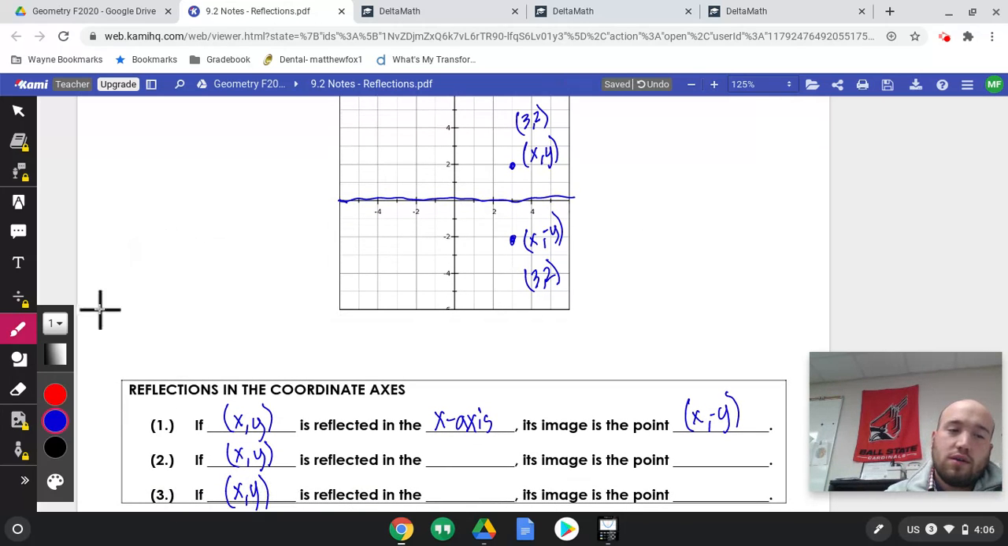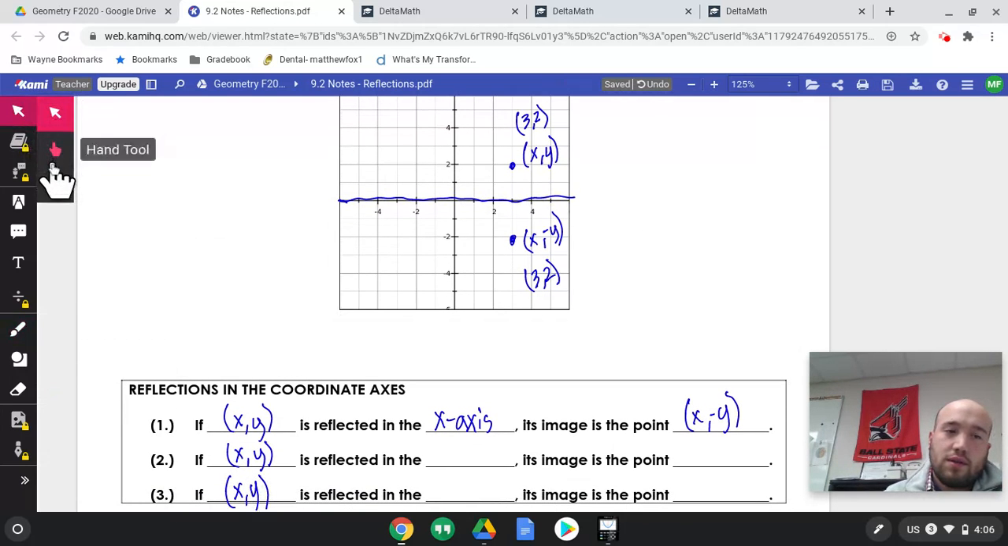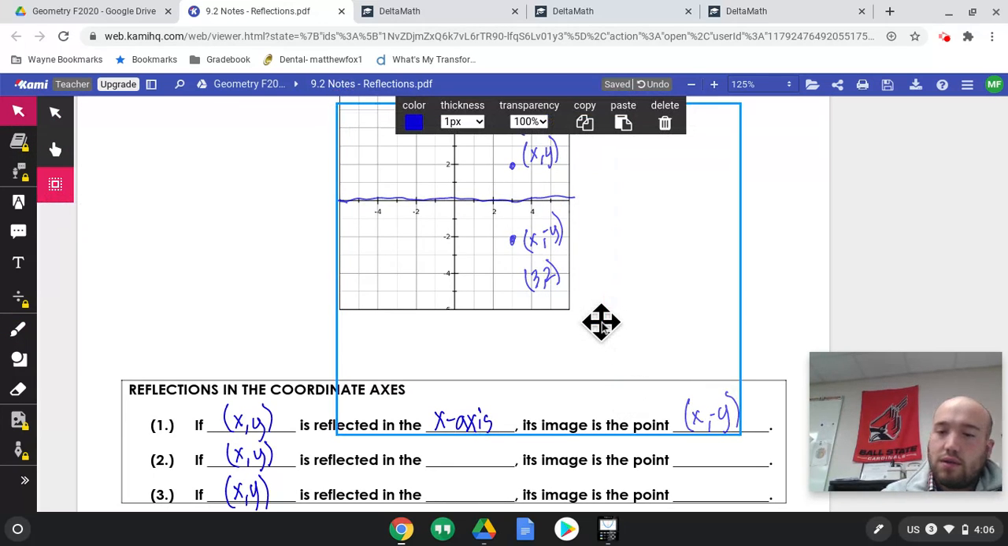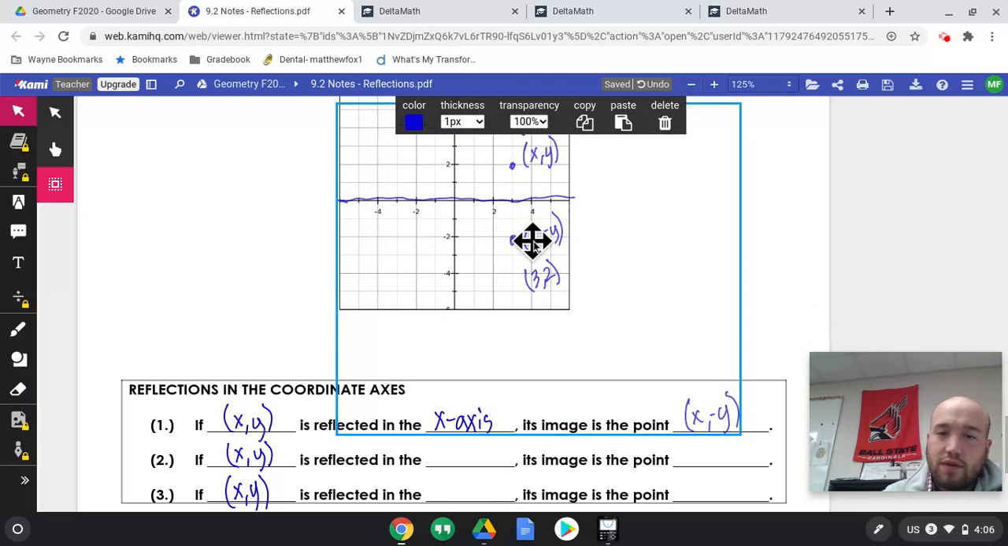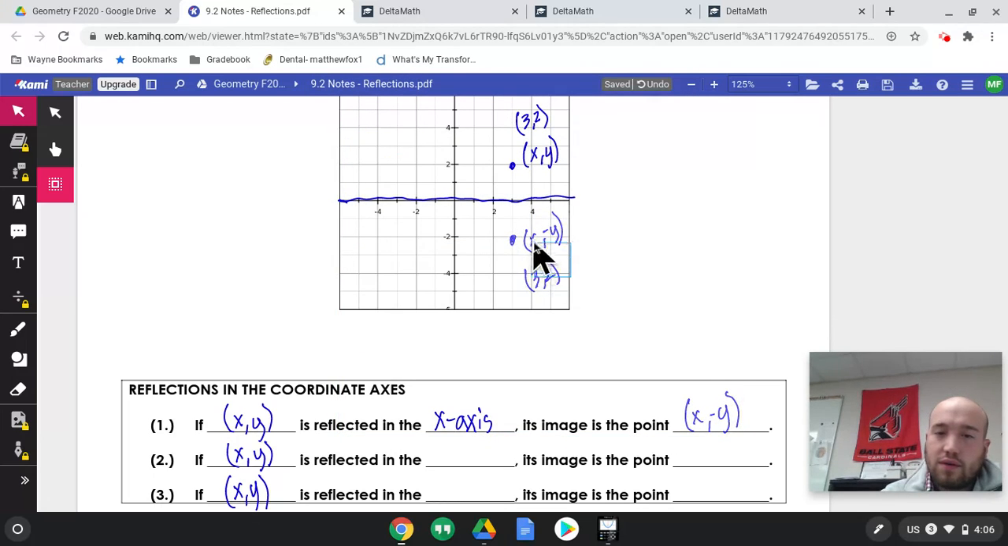Okay, so likewise, let's do it now. The same concept, except, oops, I don't want to delete all of that. I just want to delete it from the graph. Oh, this isn't working. I'll switch to my eraser.